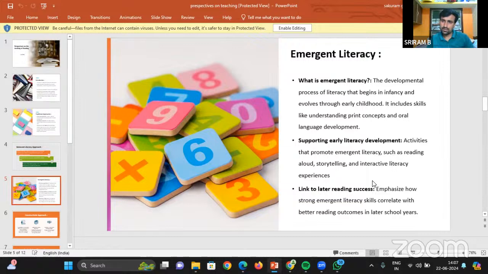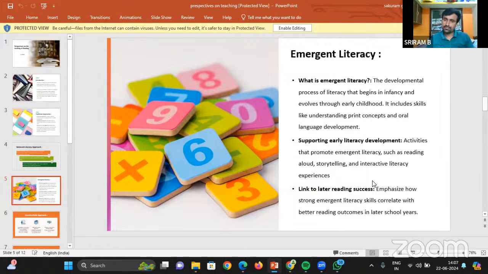Emergent literacy. What is emergent literacy? The developmental process of literacy that begins in infancy and evolves through early childhood. It includes skills like understanding print concepts and oral language development.